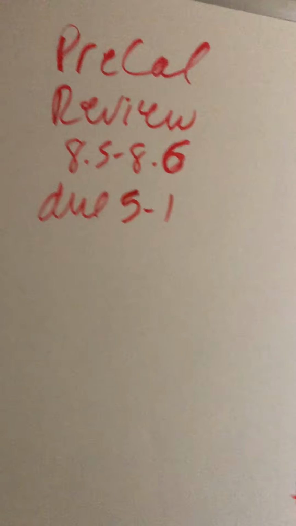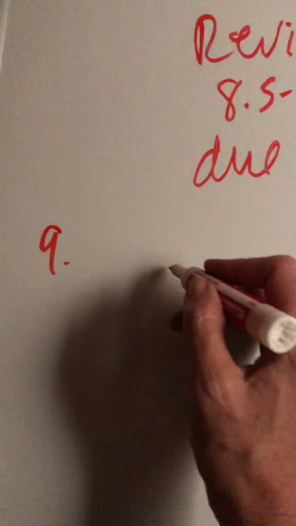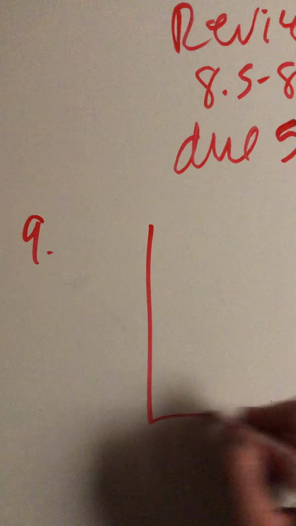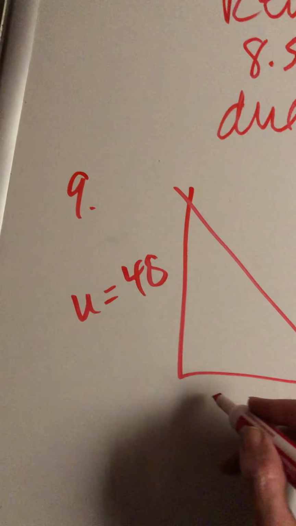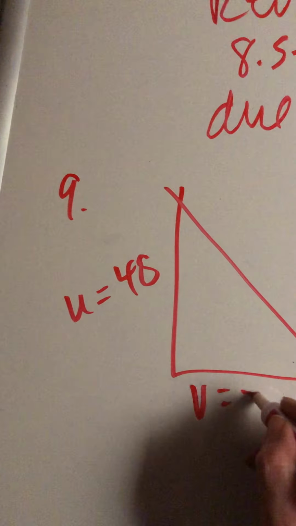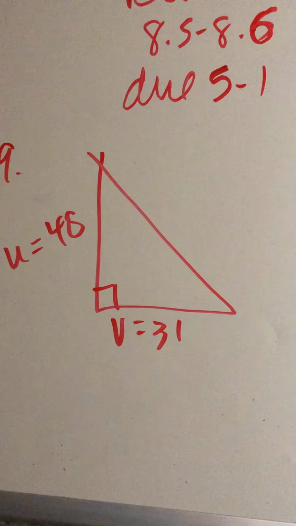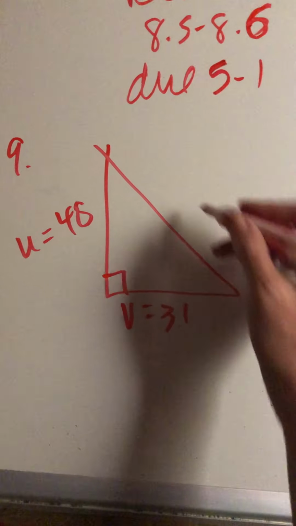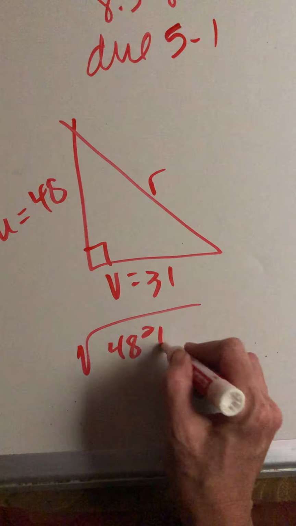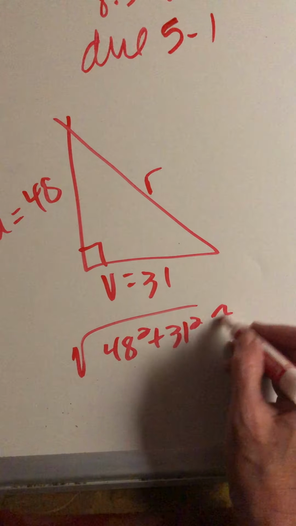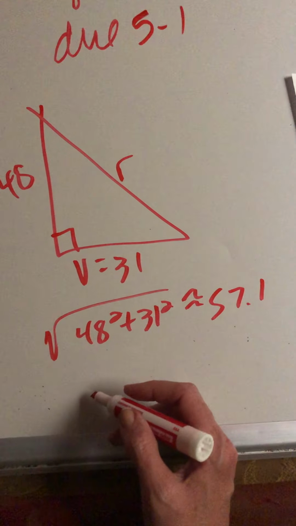Now for number 9, you have two vectors and they make a 90-degree angle. You're given vector u, which is 48. So I'll put u here. This is vector u. This is vector v, which is 31. And then it's at a 90-degree angle there. And we want the magnitude of the resultant vector. So I want r. So magnitude, square root of 48 squared plus 31 squared, is about 57.1, rounded to the nearest tenth.